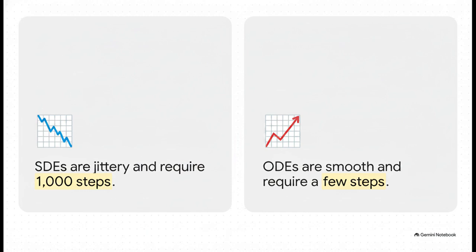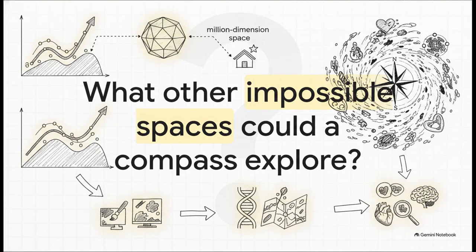But researchers realized they could use ordinary differential equations, or ODEs, which drop that random jitter entirely. This smooths out the path, allowing the models to take much larger, confident strides, cutting the required steps down to just a few dozen. This mathematical shortcut is the literal difference between you waiting 5 minutes for an image or getting it instantly. All of this leaves us with a fascinating takeaway.